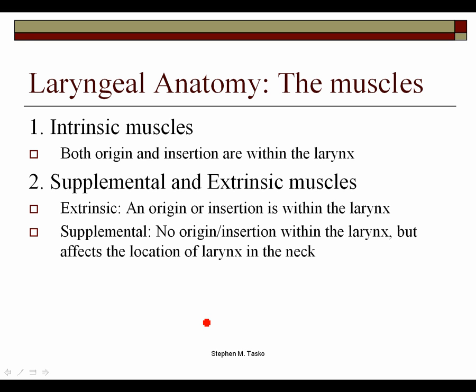Some authors distinguish between these two types, that extrinsic muscles have an origin or an insertion within the larynx and an origin or insertion outside of the larynx, whereas the supplemental muscles have no origins or insertions within the larynx proper, but actually have attachments on the hyoid bone, and therefore often distinguish it from some of these other muscle types.